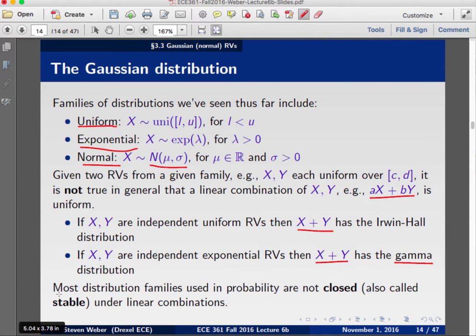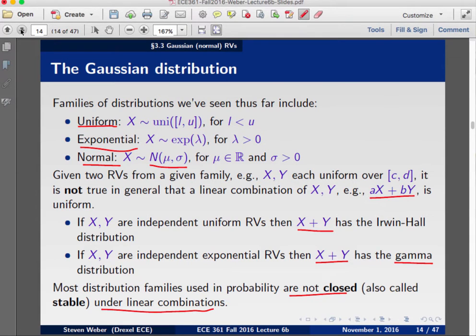So the point of this slide is really to say this, that most distribution families used in probability are not closed under linear combinations. That's what I mean by closure in this sense: if I take two random variables from the same family, form a linear combination, that linear combination will not in general be in the same family. If it is, we say that the distribution is closed.